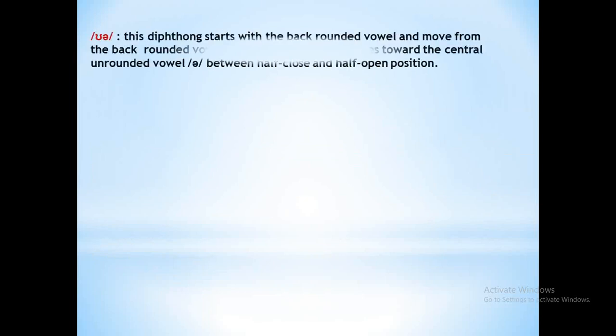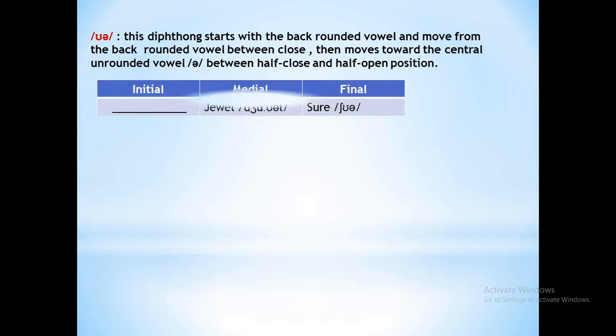The third one is ua. This diphthong starts with the back rounded vowel between closed, then moves toward the central and rounded vowel schwa between half closed and half open position. There's no example in initial, and we have jewel in middle and sure in final.